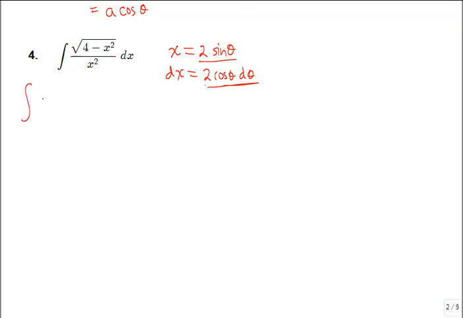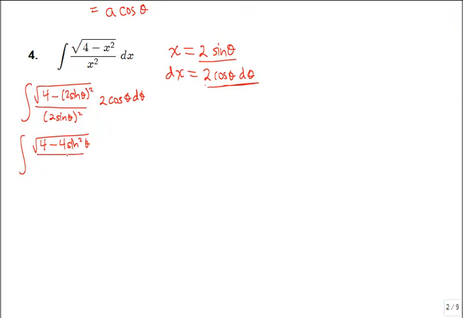So let's see what it turns into. We get square root of 4 minus 2 sine theta quantity squared over 2 sine theta quantity squared, and this dx becomes 2 cosine theta d theta. So simplifying, you want to simplify and clean up as much as you can first before you start figuring out how to integrate. So under that radical, we're going to get 4 minus 4 sine squared theta. On the bottom, we're going to get a 4 sine squared theta times this 2 cosine theta d theta.